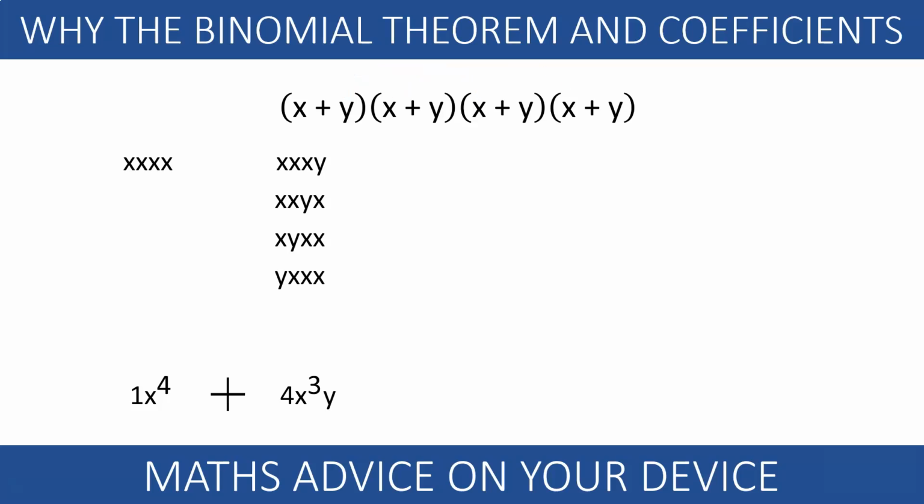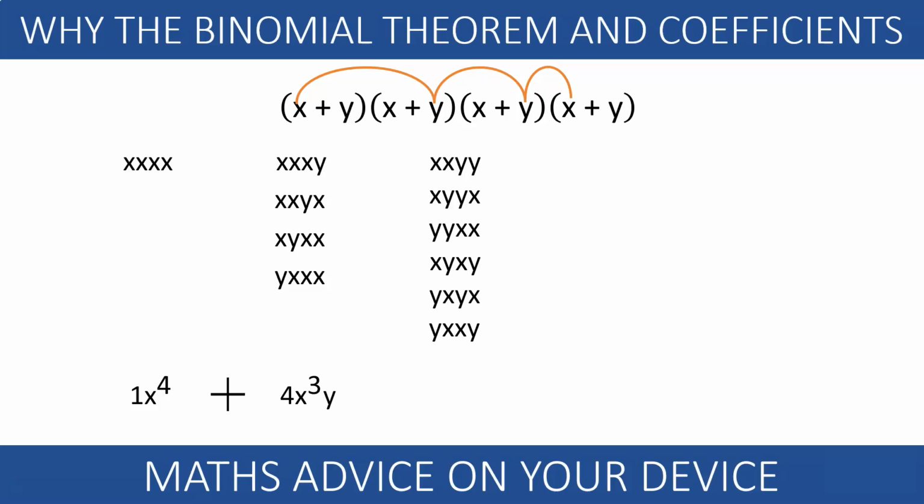Now, we want the terms with 2 x's and 2 y's. We can do it one by one: xxyy, or xyxy, yxxy, and continue, until we have all the 6 combinations.